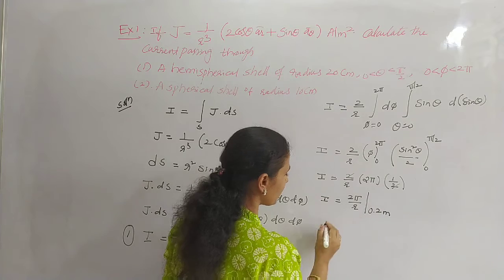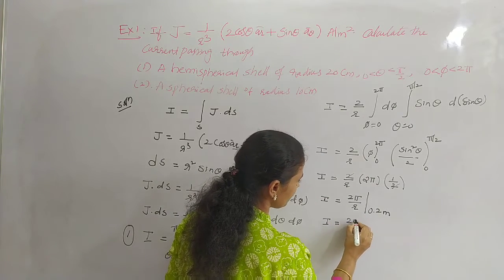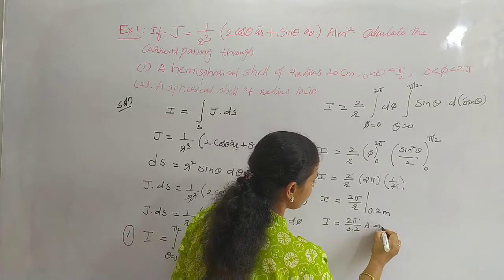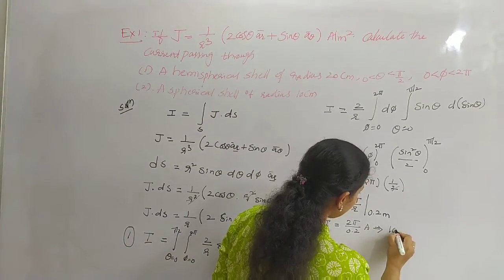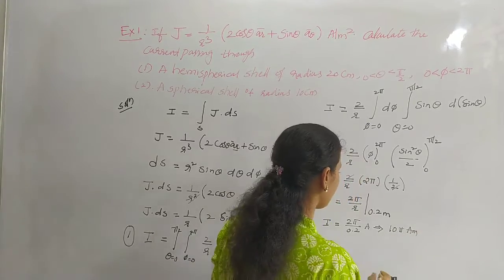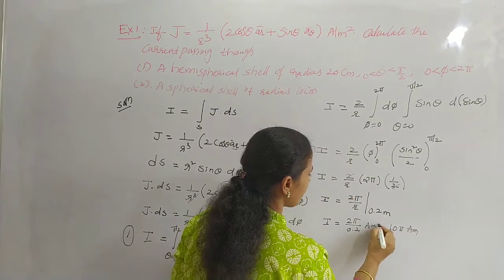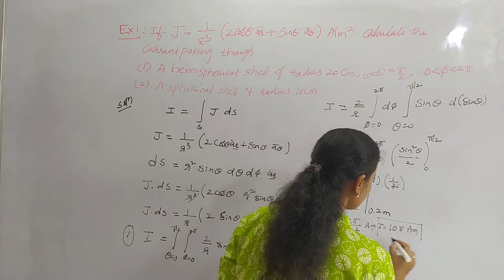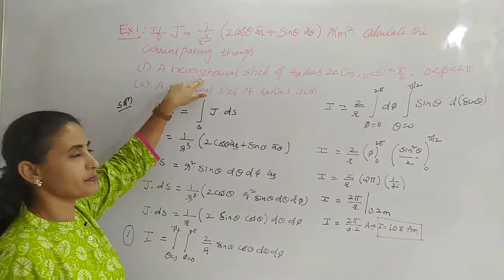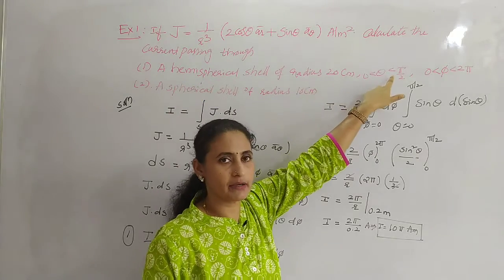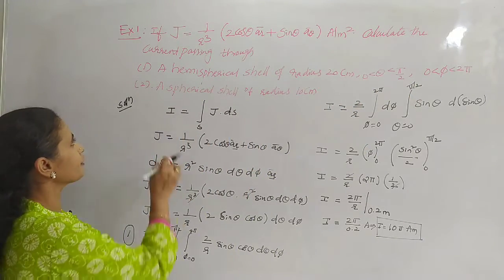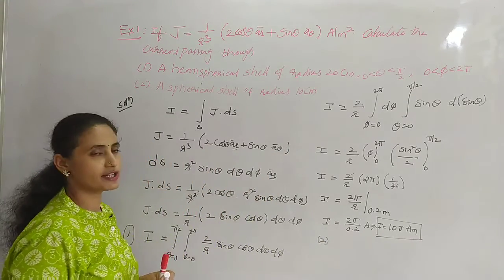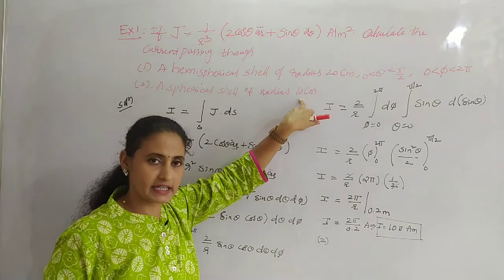If you substitute 0.2 meters, we will get the current I as 2 pi by 0.2 amperes, which we can call 10 pi amperes. The current I we have got is 10 pi amperes. This is for the current passing through one hemispherical shell with the given dimensions of theta and phi. Now for the second one, we are supposed to find the current through one spherical shell with a radius of 10 centimeters.